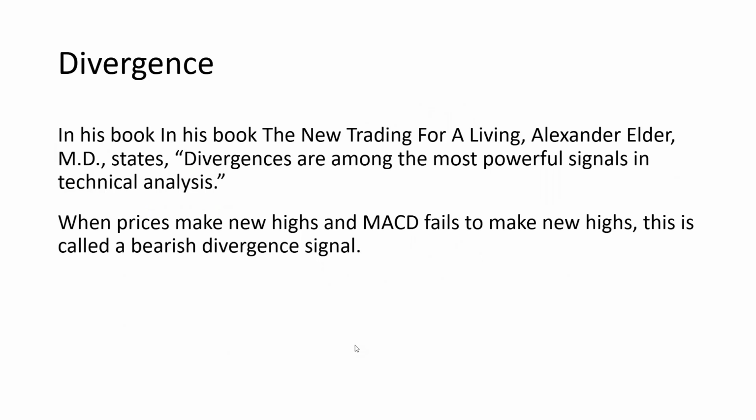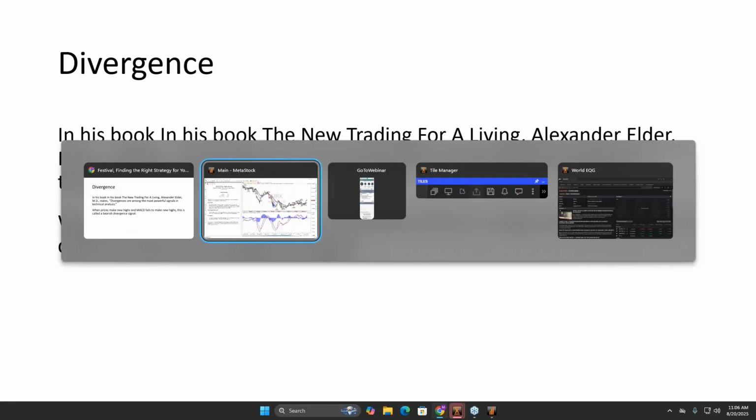Anyway, in the book A New Trading for a Living, Dr. Alexander Elder states, divergences are among the most powerful signals in technical analysis. When prices make new highs and MACD fails to make new highs, this is called a bearish divergence. Well, he didn't say that last part. He just said the part in quotes. So divergence is another method for looking at MACD, and Alexander Elder calls MACD divergence one of the most powerful indicators in technical analysis.